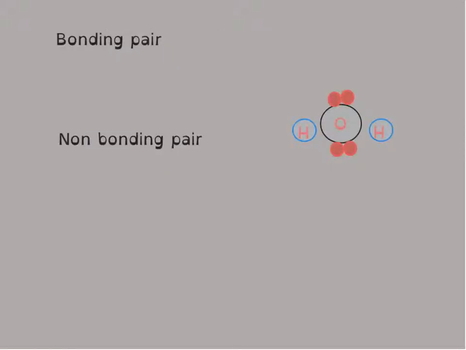All right, so here is our water molecule again. You can see that we have oxygen in the center, we have our two hydrogens, and these red dots represent the electrons. Okay, so we need to know some of the terminology. You can have a bonding pair of electrons, and you can have a non-bonding pair of electrons.